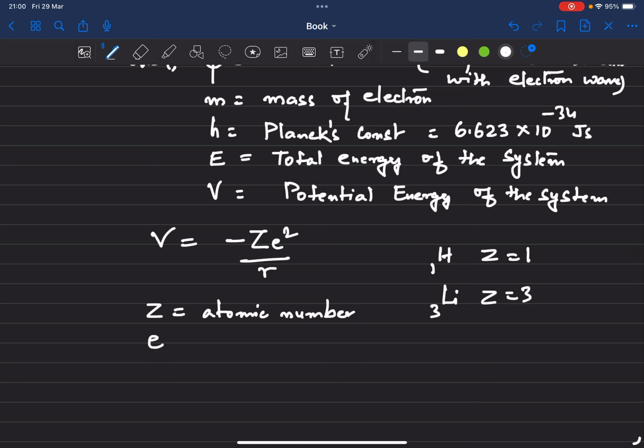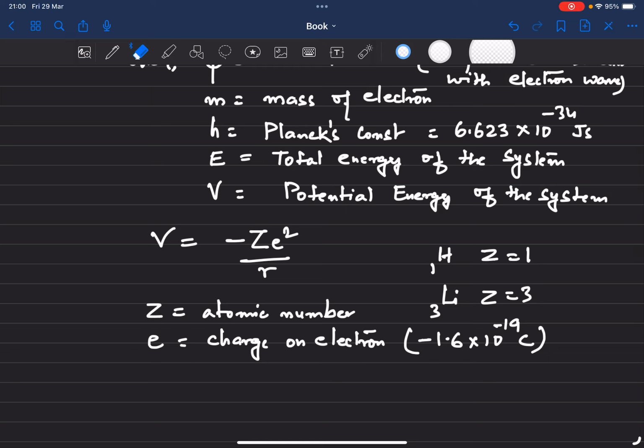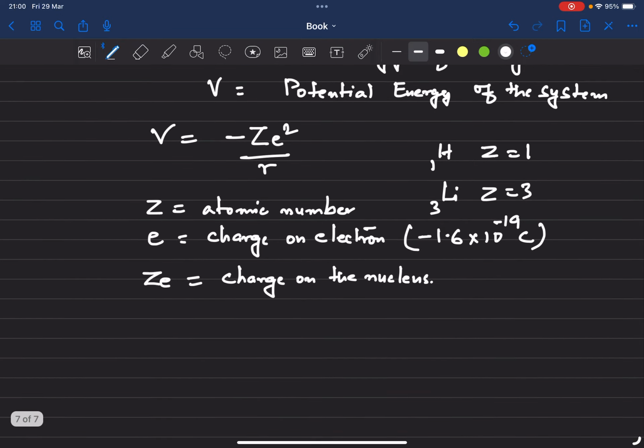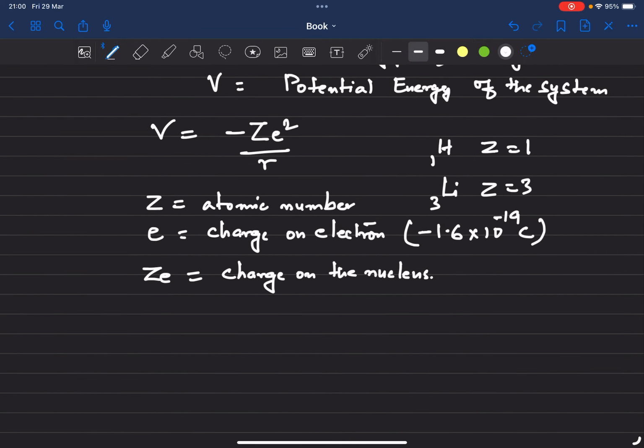What is e? e is the charge on the electron. What is the charge equal to? −1.6 × 10^−19 coulomb. Also, the Ze written here can be the charge on the nucleus. Ze is actually equal to the charge on the nucleus, because what is the atomic number? The number of protons, the total number of protons, times the charge. The charge of the electron is the same as that of the proton. The only difference is the negative charge; the proton has a positive charge.